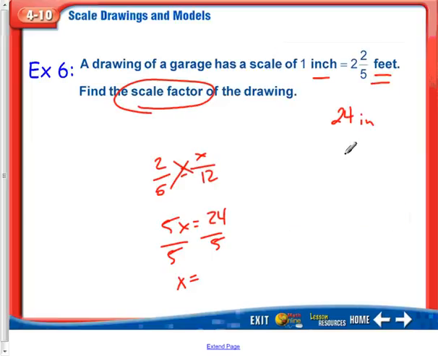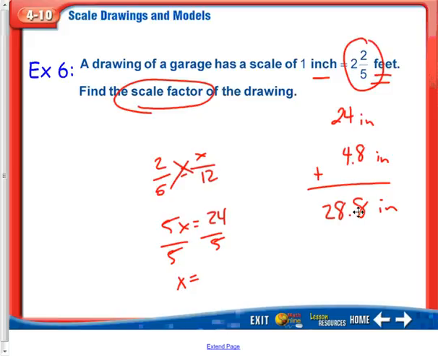So 24 inches plus an extra 4.8 inches, which makes sense because 6 inches would be half a foot, and 2 is just less than half of 5. So 2.5 would be half of 5, and then I would have 6 inches. So we're looking at a total of 28.8 inches.